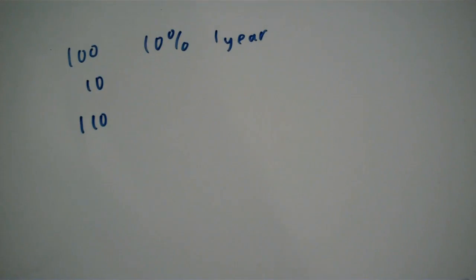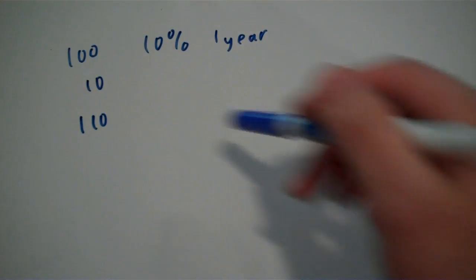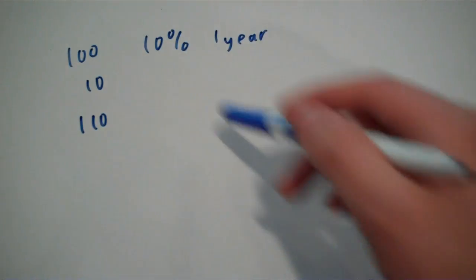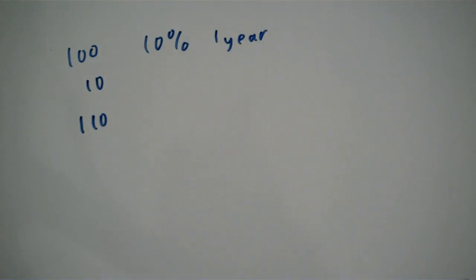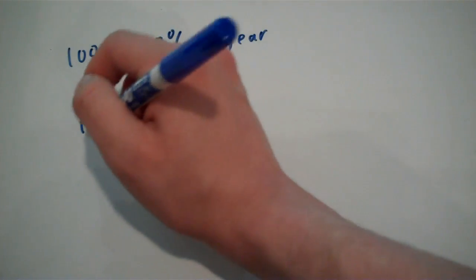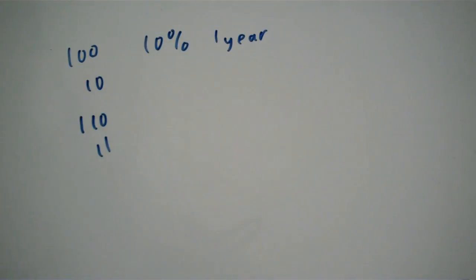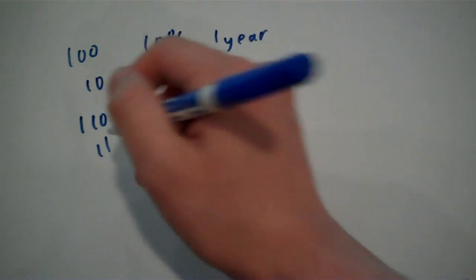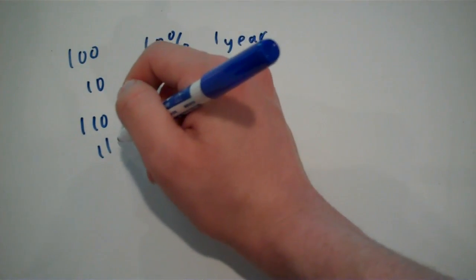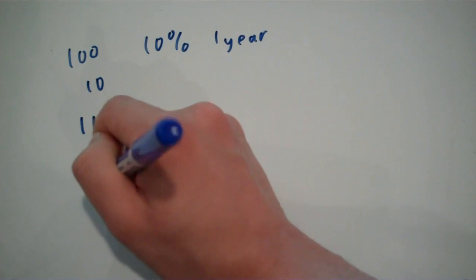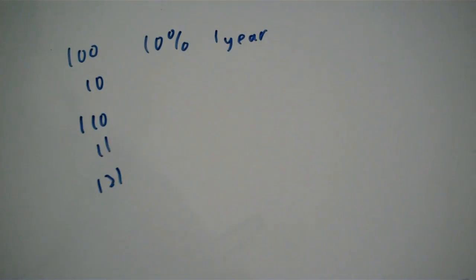So, now for this next year, you're gaining interest on $110, not $100. So, after this next year, you will gain 10% interest of this, which is $11. And if you compound it, which means you add your interest money to your initial investment, you get $121. And so you just keep continuing this. So by compounding your interest, you're able to earn more and more money.